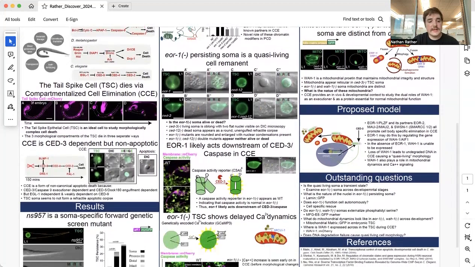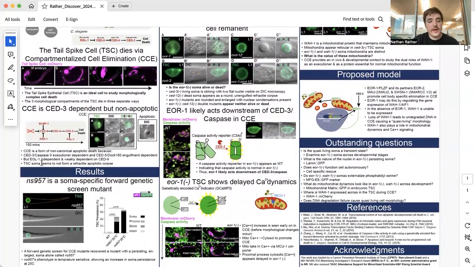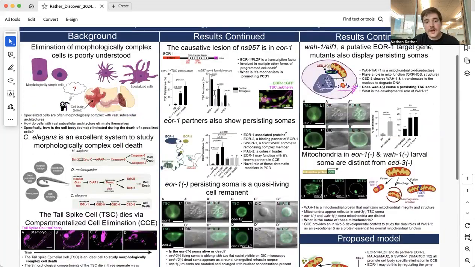Importantly, CCE is a non-canonical apoptotic cell death program because it occurs independently of EGL-1 and it's weakly dependent on CED-9. In order to gain better insight into the genetics of CCE, we performed a number of forward genetic screens. One forward genetic screen mutant, called NS957, shows a persisting soma compartment remnant in L1 larva, wherein the proximal process had been removed. Keep in mind that CCE occurs in the embryo, and so any tail spike cell in the larva is highly abnormal. I found that the causative lesion of NS957 is in a gene called EOR-1.